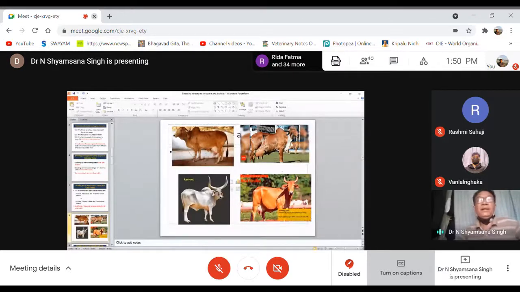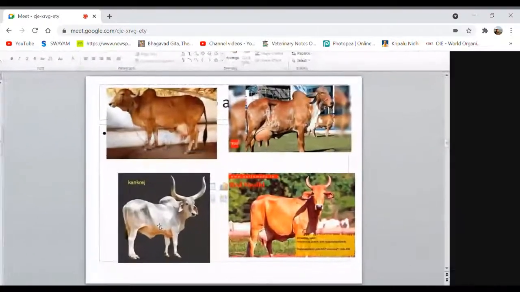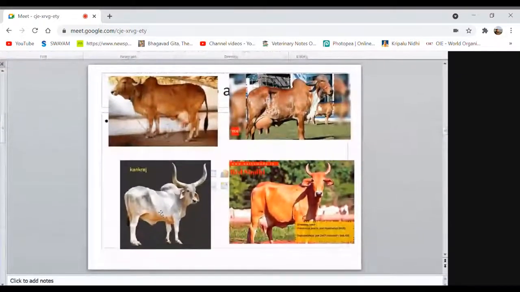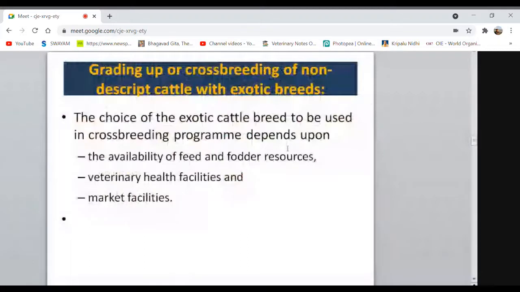Here you are very much familiar with these breeds, but I am telling you: the first one is Sahiwal. Then the next one, with white spots, is the Gir. Then next is Kankrej, with very long horns. Then the last one is the Red Sindhi. So these are the well-defined breeds of the country.